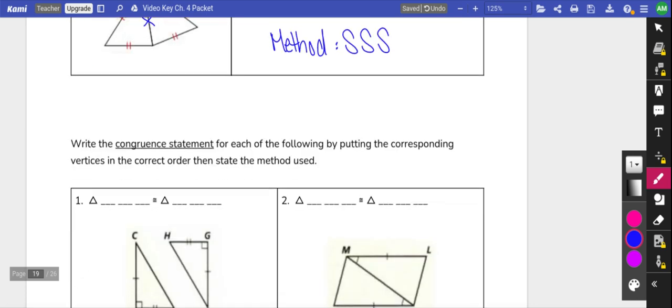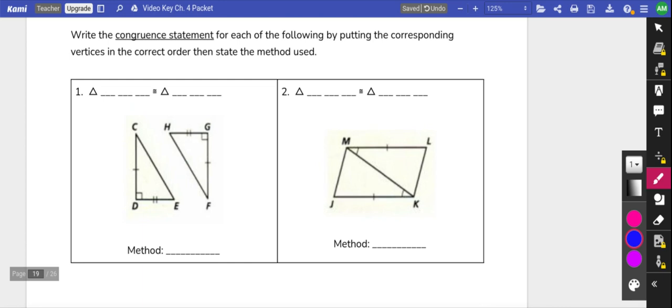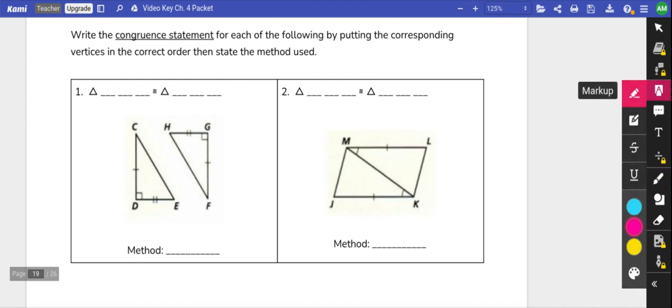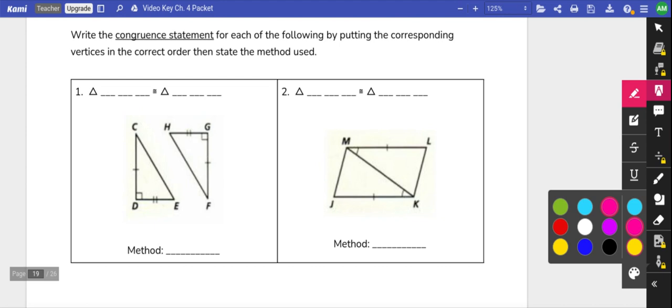The last thing that we're going to do in today's lesson is talk about congruent statements. So first we're going to write a congruent statement for each of these following triangles. And we're going to put the corresponding vertices in the correct order to state the method that is used. So as you can see, I'm going to go through and label using my colors that this side and this side go together. My other side with the two little congruent marks go together, and those right angles are equal.